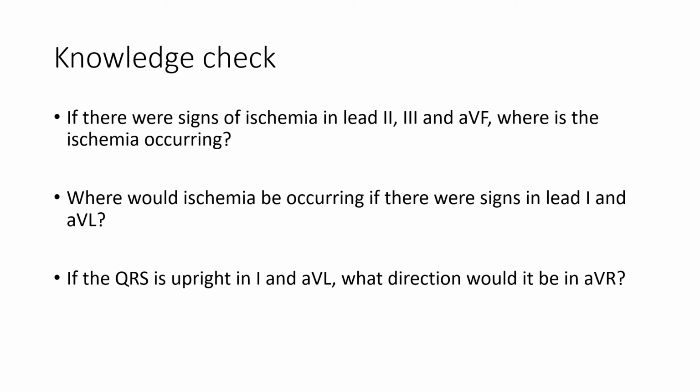If there's signs of ischemia in lead 2, 3, and AVF, these are inferior leads. Thus, there's likely ischemia occurring on the inferior portion of the heart. If ischemia would be occurring in lead 1 and AVL, those are our lateral leads, and thus we might expect lateral ischemia. So whatever vessels supply the lateral side of the heart might need to be targeted by the interventional cardiologist. If the QRS is upright in 1 and AVL, which are lateral and having current march towards them, then it should be upside down in AVR, which is watching the current march away.